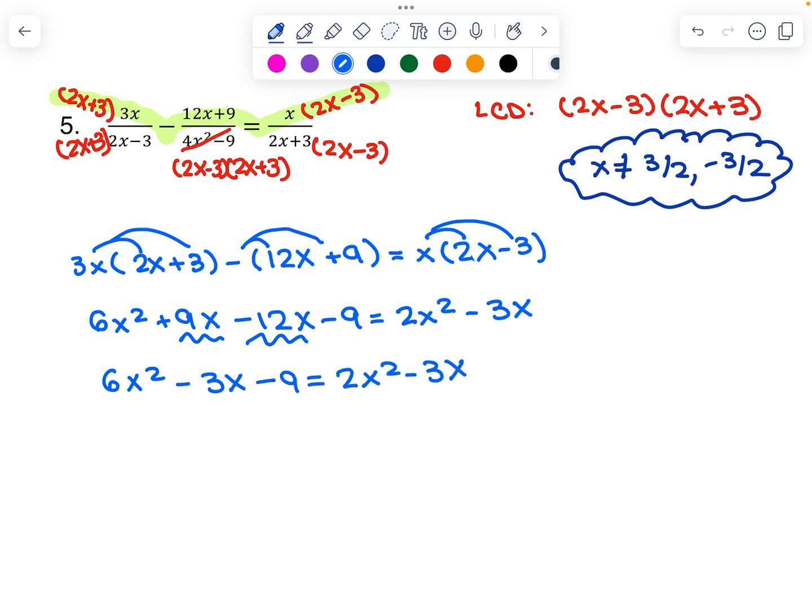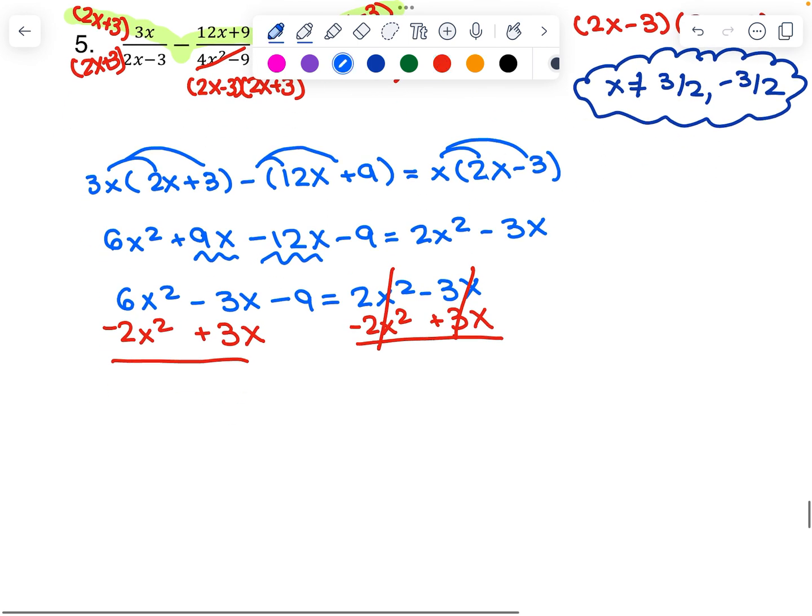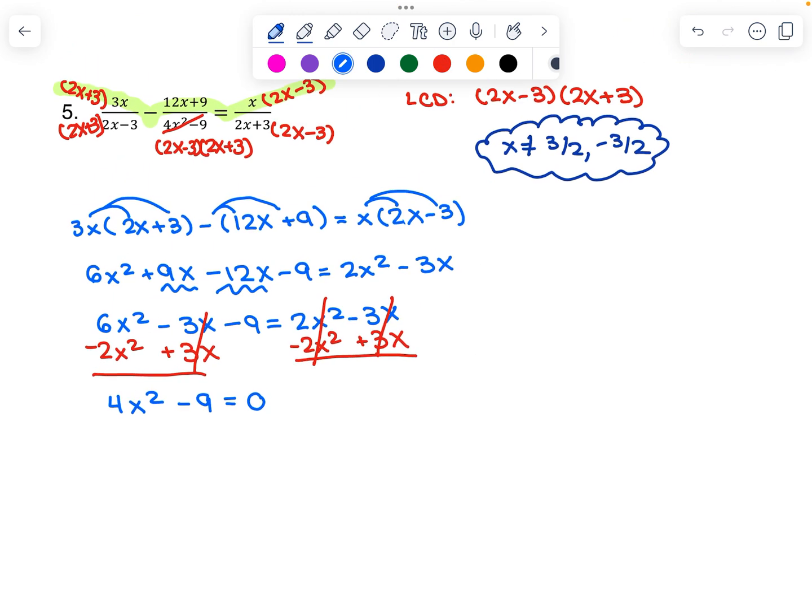Now I'm going to move everything over because it's a quadratic, so I need it equal to 0. But I want to keep the x squared a positive number, so that's why I subtracted 2x squared, and I'm going to add 3x. 6x squared minus 2x squared is 4x squared. Here, negative 3x plus 3x is actually gone. And then we have a minus 9 equals 0.